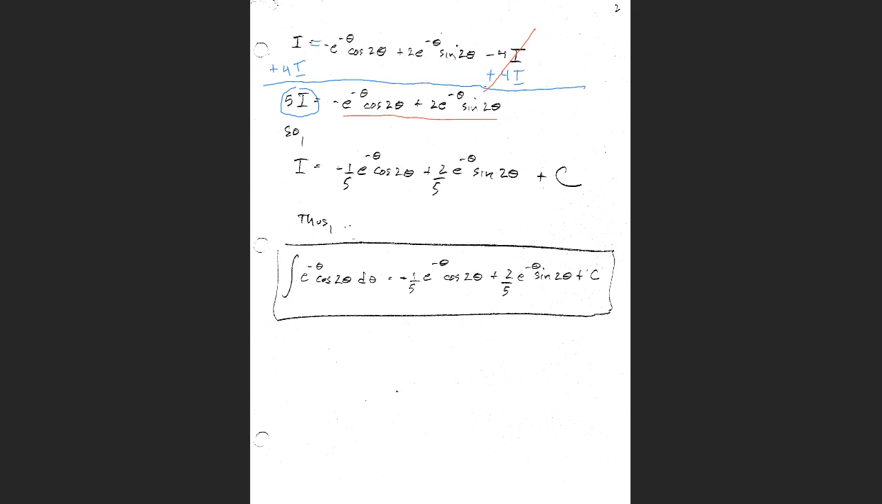And so my integral is going to equal negative 1/5 e to the negative theta cosine 2 theta plus 2/5 e to the negative theta sine 2 theta. And then we have our constant of integration because it's an indefinite integral. And so here we are. We have our answer. So it turns out that the loop helped us. The loop was a good thing.